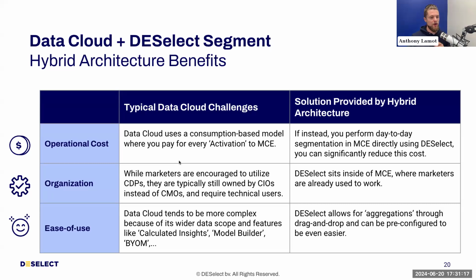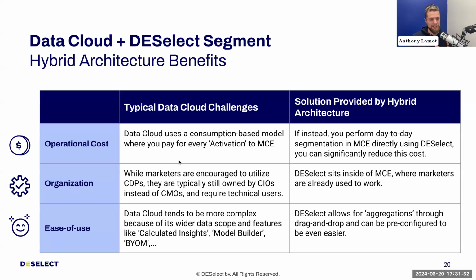Benefit number two, so on the organizational side, we've already mentioned that while marketers are encouraged to utilize CDPs, they're still typically owned and paid for by the CIO, not by the CMO. And as a consequence, they also tend to require more technical users. The benefit here is that if you go for the hybrid architecture, you're probably going to end up with the more technical teams creating master segments, pushing those through. And then you can leverage DESelect in Marketing Cloud engagement where marketers are already working. So it's easier from a business process point of view. It's easier from a user adoption point of view.